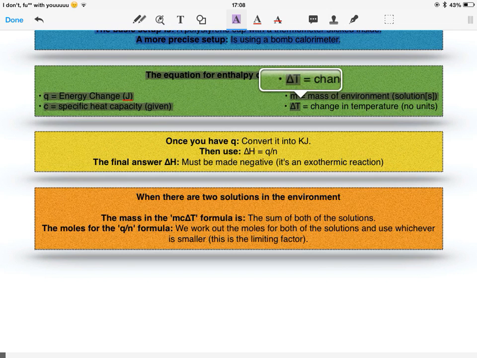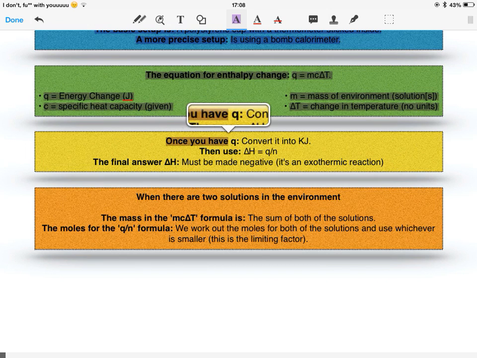And ΔT is the change in temperature, and there's no units for this because a change of 20 Kelvin is the same as 20 degrees Celsius being changed. Once you have your value for Q from the above equation, you need to convert Q into kilojoules, and that's why I said it was important to realise that it's in joules earlier.